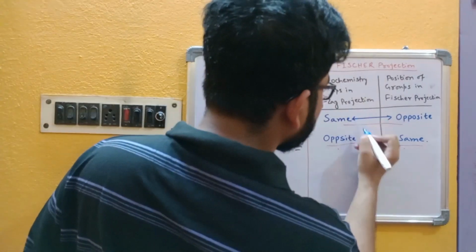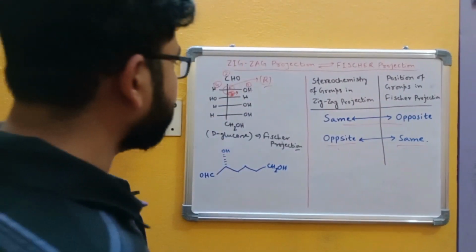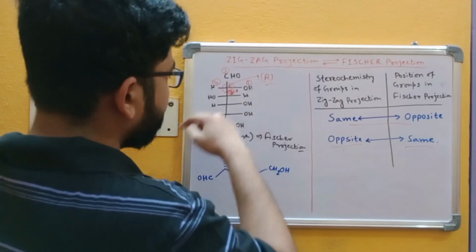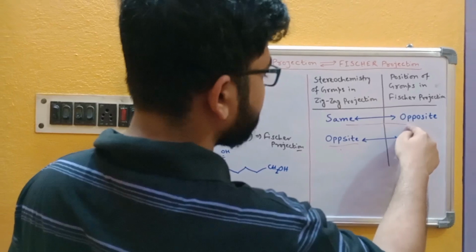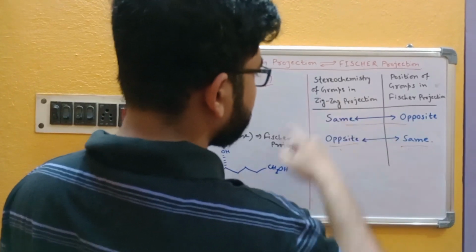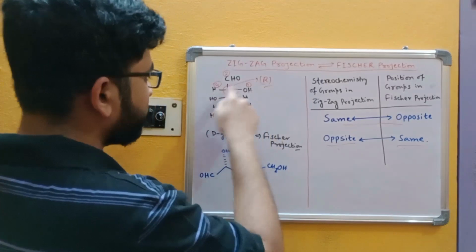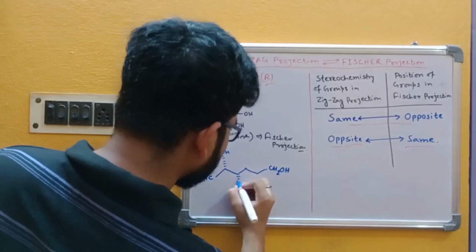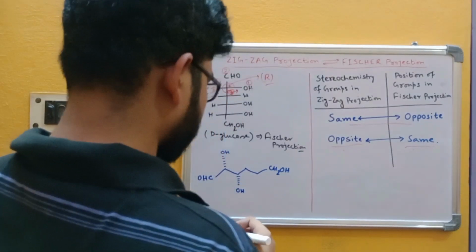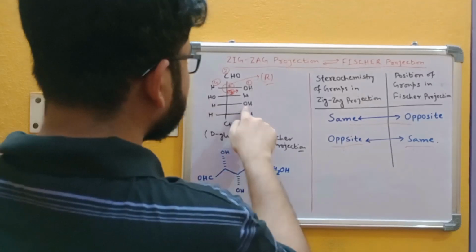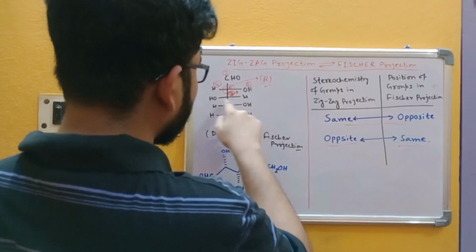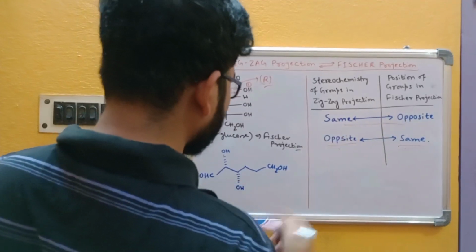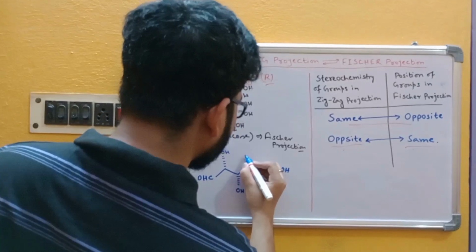Now see, this OH group and this OH group in Fischer projection are on opposite sides. So if opposite side in Fischer projection, then it turns to same in zigzag projection. So the two adjacent OH groups will have the same stereochemistry. Then OH should be below the plane. Similarly, this OH and this OH are in opposite positions in Fischer projection, so in zigzag projection they will have the same stereochemistry. So it will also be below the plane.